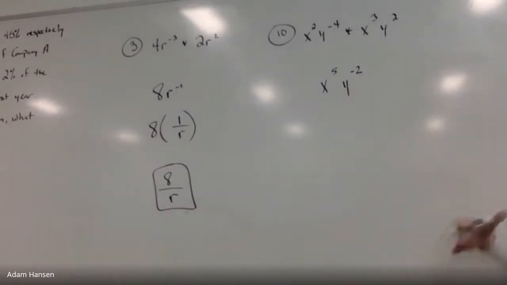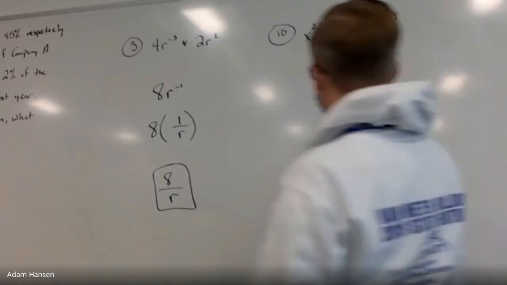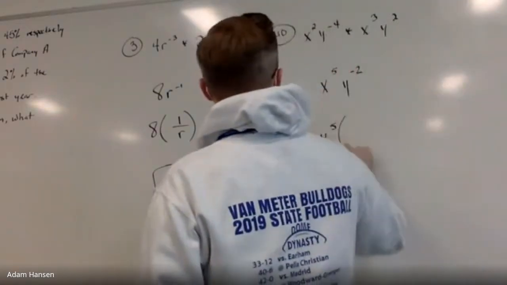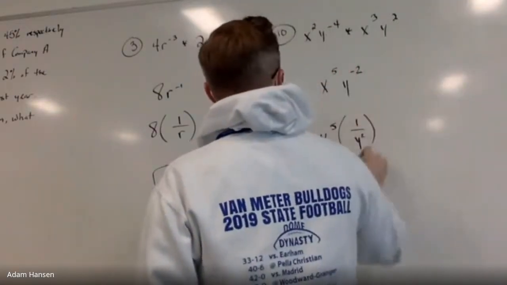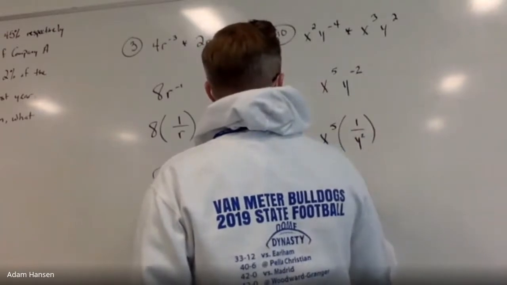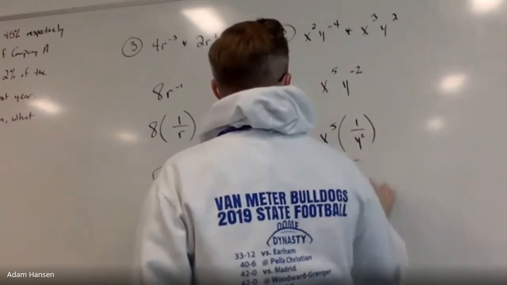So what's my final answer going to be? X to the 5th over y squared. Don't change the x. X is fine. It doesn't have the negative exponent. The y does. So this is x to the 5th times 1 over y squared, or simply x to the 5th divided by y to the second.